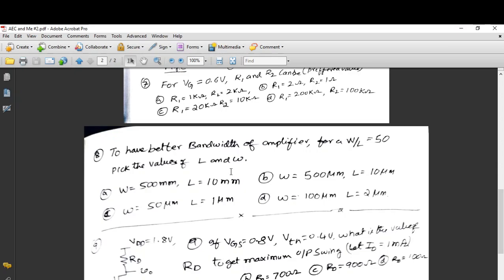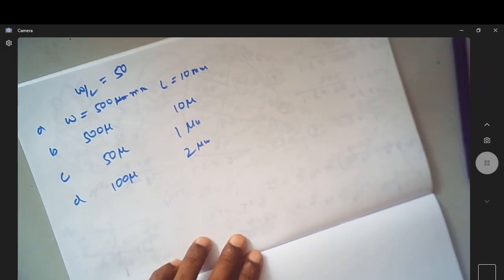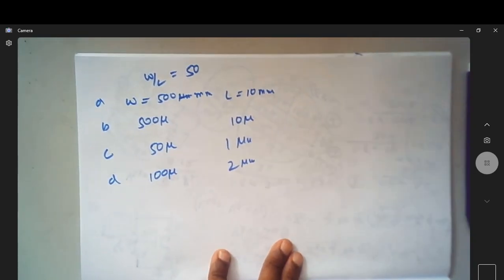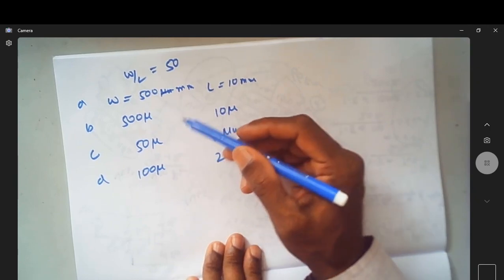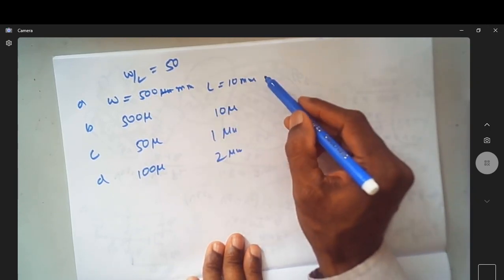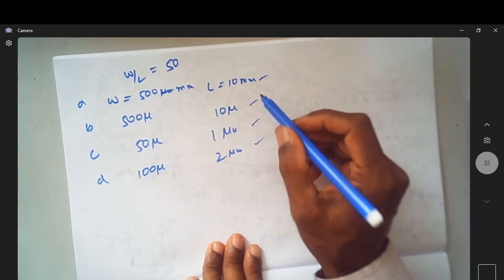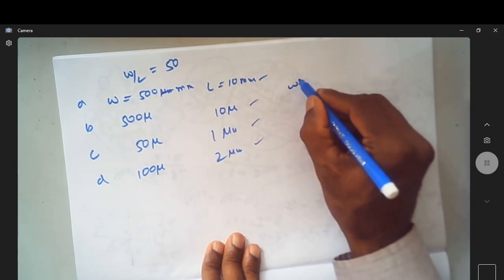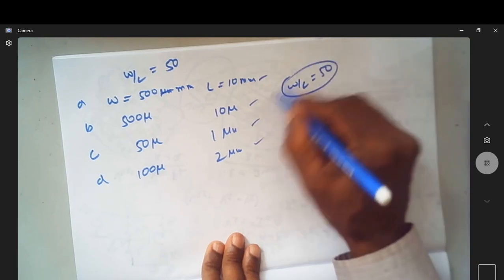So to have a better bandwidth, keeping that in mind, let us dwell on this. It was asked to select which value of W by L to choose for this. If you carefully notice, all the four values have a ratio of W by L equal to 50 being satisfied.